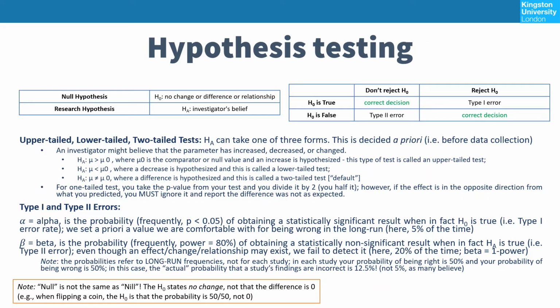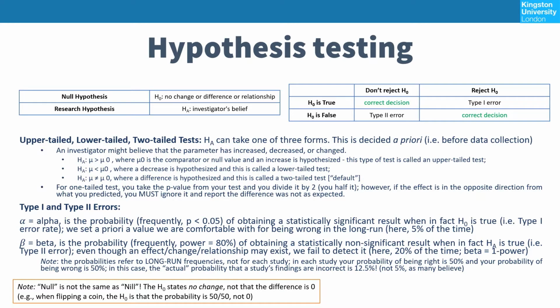When we run experiments, we are normally testing an alternative hypothesis, which is our beliefs as investigators about the real state of the world, compared to a null hypothesis, which assumes that there is no difference, there is no change, there is no relationship. This is important as some people confuse null with nil, but that is not the same. So the null hypothesis does not assume that a difference is of zero value. They just assume that the difference does not exist between two variables. So for example, if you're flipping a coin, the null hypothesis is a 50-50 split between heads or tails. It's not that the probability is zero.